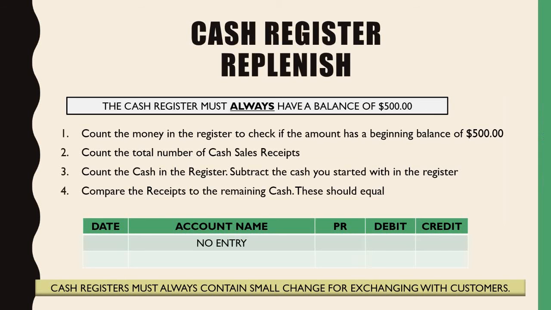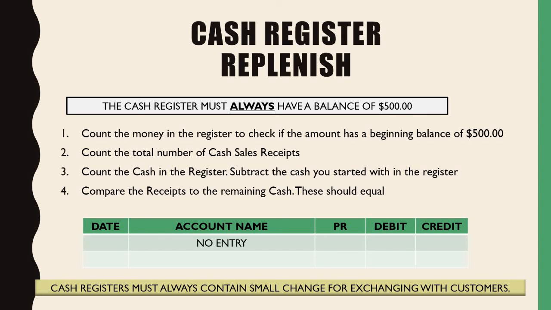And when you do this, this is what you have to do. At the end of the day, when you're done with all your sales, you're going to calculate how much total cash sales you have. And then you're going to calculate every dollar that you have in the cash register. So you're going to count the money in the register and count the cash receipts. Your job is to match up your total cash receipts with the total money that's in the register, plus what you started out with.